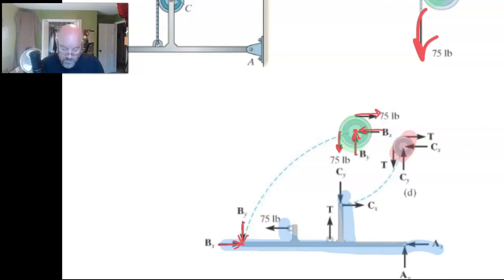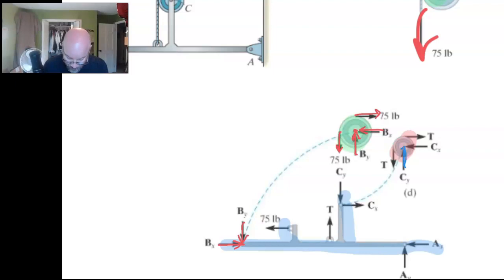Okay, and just by looking at our little pulley, the green one there, you can see BY will have to be 75 and BX will also be 75. Then let's look at our other pulley. Okay, so I'm going to use another color here. Okay, same sort of thing on it.